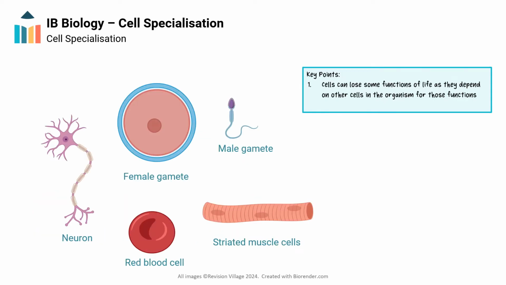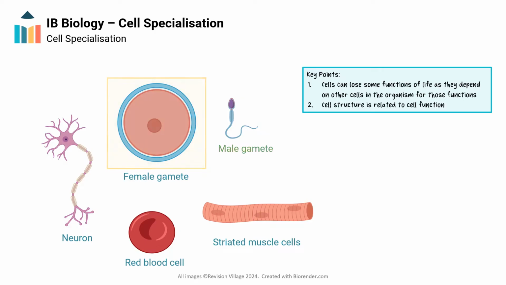Specialized cells will have a structure that allows them to perform their functions efficiently. For instance, neurons are specialized to transmit electrical signals through their long, thin axons, which are insulated by a myelin sheath. Female gametes, or eggs, contain all the organelles needed for rapid cell division after fertilization, making them large and rich in cytoplasm and organelles to support the early stages of embryonic development.